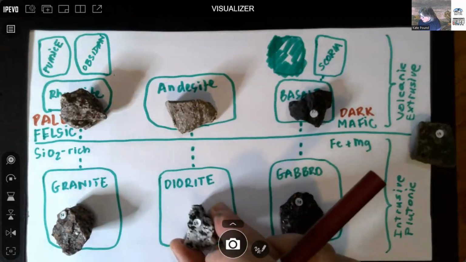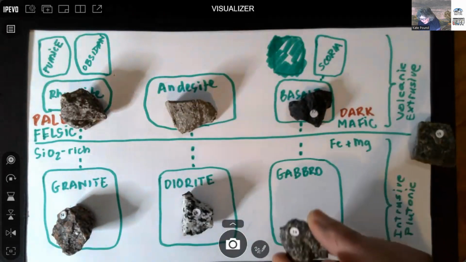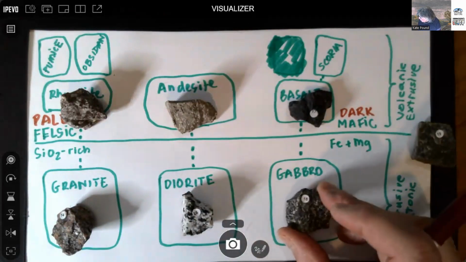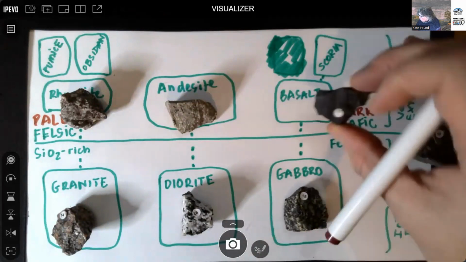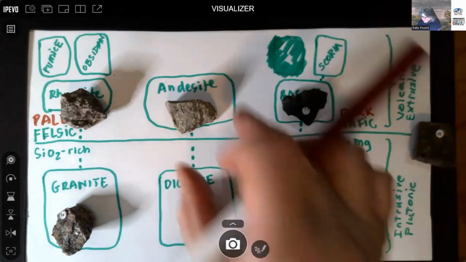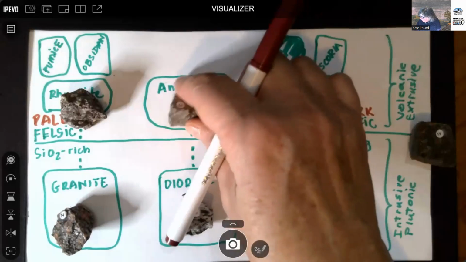Diorite, this is a Dalmatian rock, number 16. And then number 18 is your gabbro. And you can definitely see that it is much darker. And the basalt, number 17. And then we look at andesite, number 15.